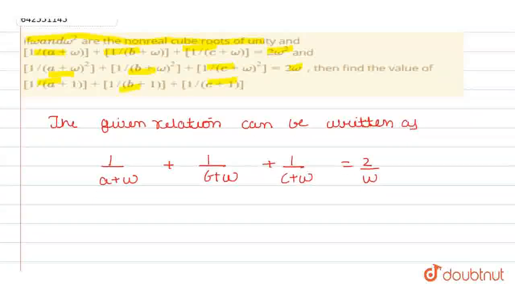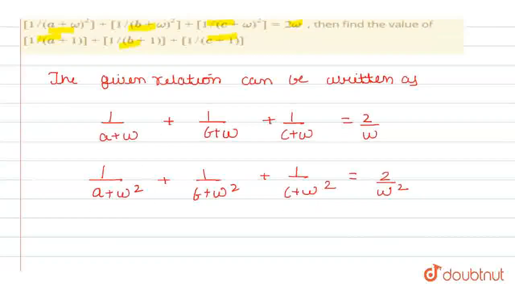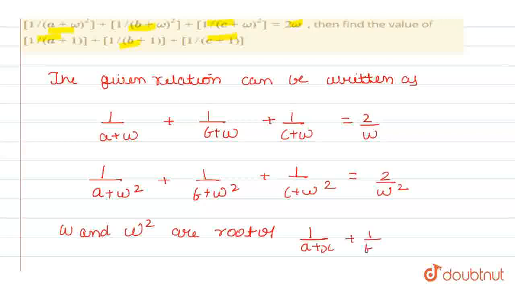Now it can also be written as 1 by a plus omega square plus 1 by b plus omega square plus 1 by c plus omega square equal to 2 by omega square. We are replacing omega with omega square so that we can get our relation value like this. And we know that omega and omega square are roots of 1 by a plus x plus 1 by b plus x plus 1 by c plus x equal to 2 by x.